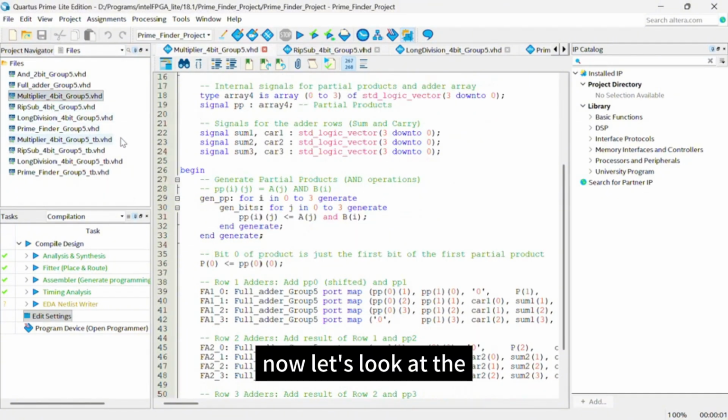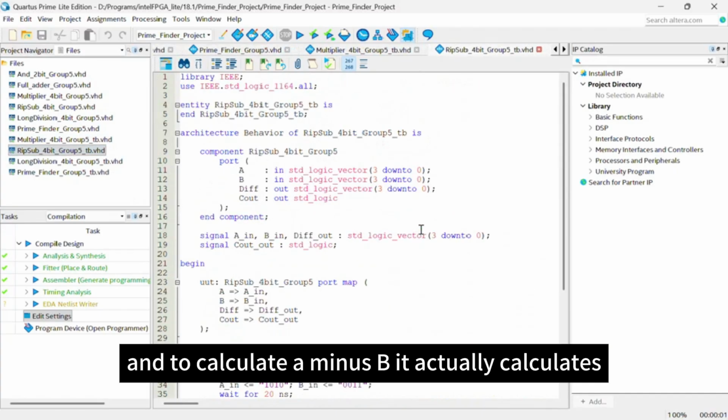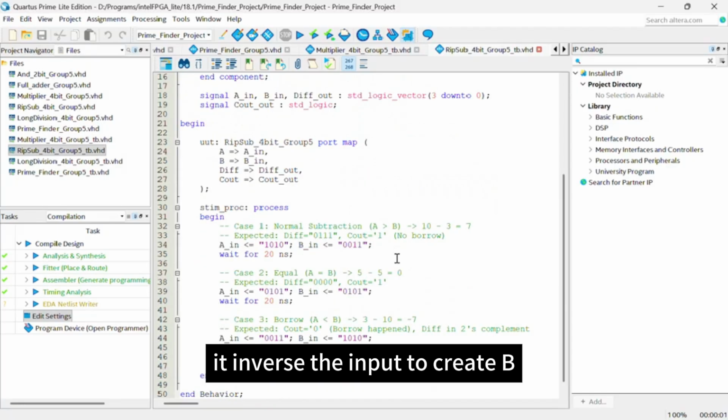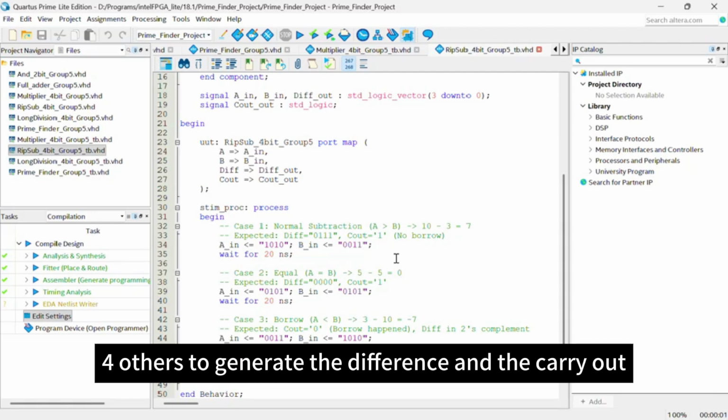Now let's look at the subtractor. To calculate A minus B, it actually inverts the input B. It sets the initial carry-in bit to 1. Finally, it uses 4 full adders to generate the difference and the carry out.